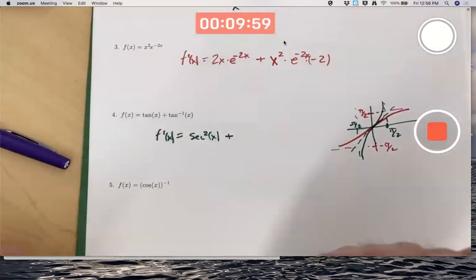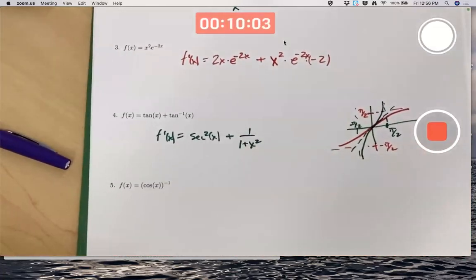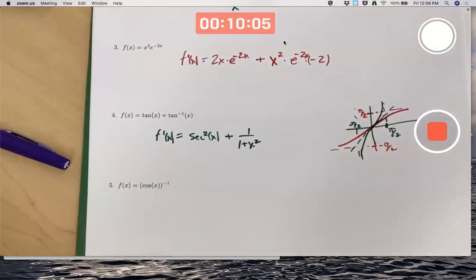It's a derivative to memorize. It's 1 over 1 plus x squared. A non-trig function. Interesting, but true.